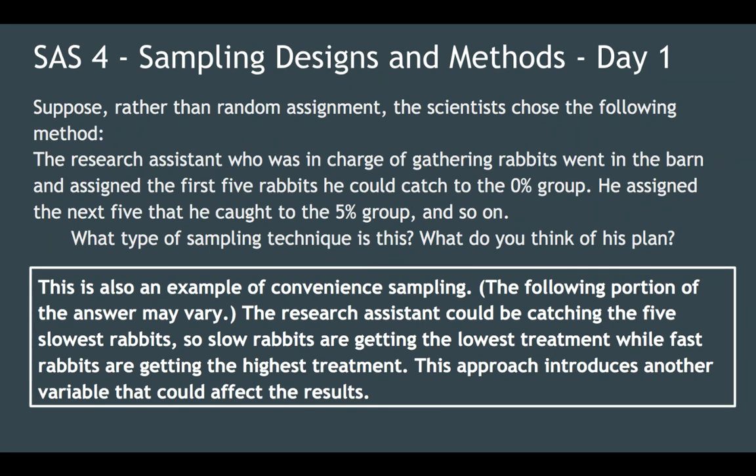The sample that is representative of the population. Remember we talked about in the first slide, you need a representative of the population. A sample that's not representative of the population is not going to give you good results to analyze. So this is probably going to introduce some variables that's going to affect the results. So it's not representative of the population. You want to select slow and fast rabbits for each one of those groups.